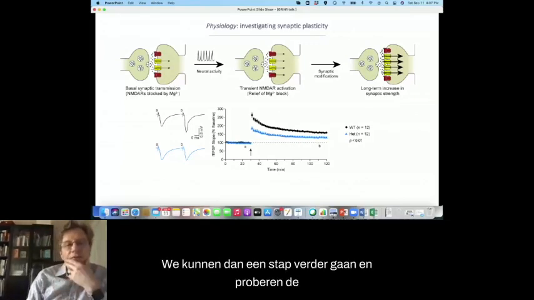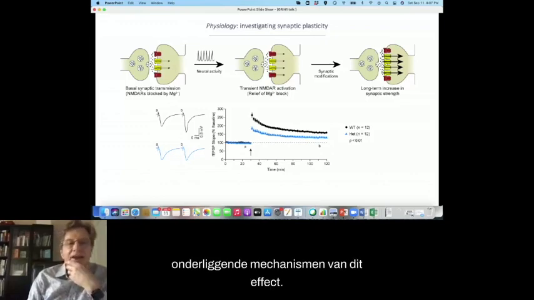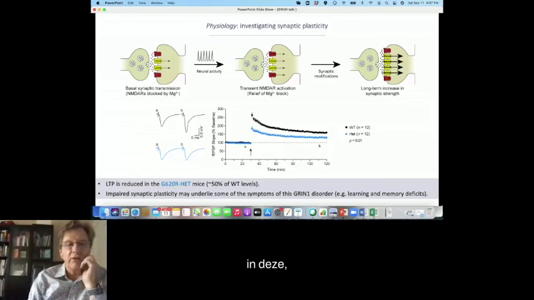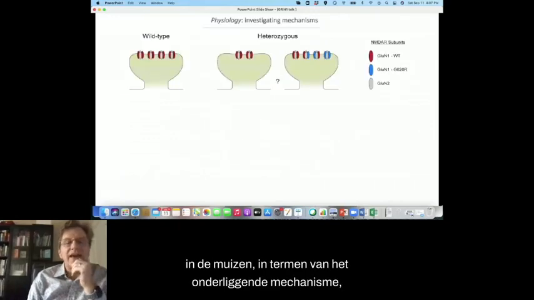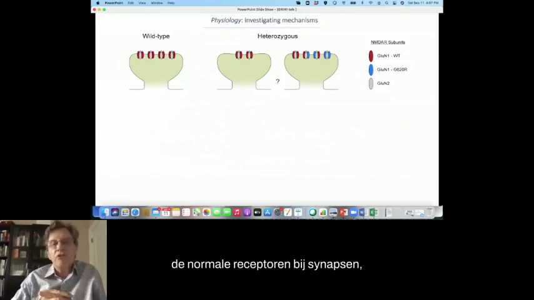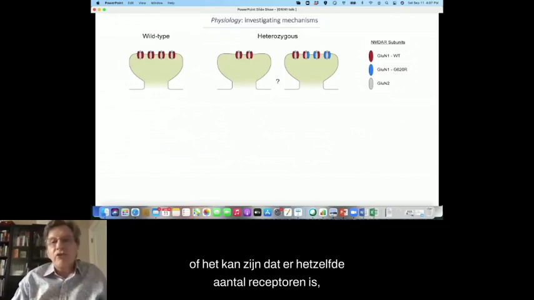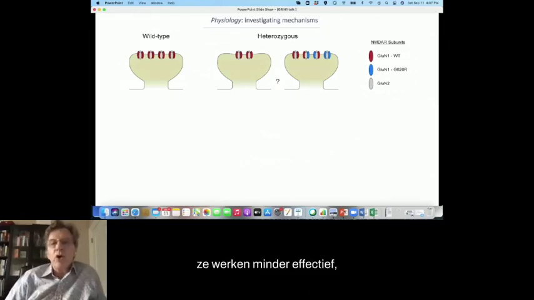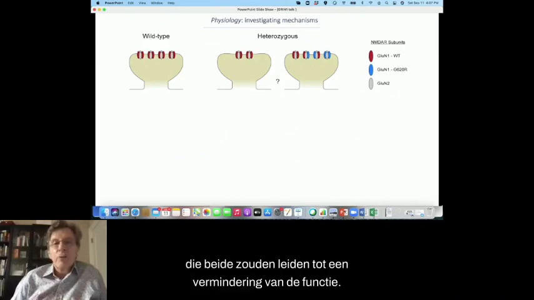We can then go one step further and try to understand the underlying mechanisms of this effect. So this is the take-home message: LTP is reduced in the mice. In terms of the underlying mechanism, a reduction in function could be because there are fewer of the normal receptors at the synapse, or it could be that there's the same number of receptors, but if they have a G620R variant, they are working less effectively, both of which would lead to a reduction in function.